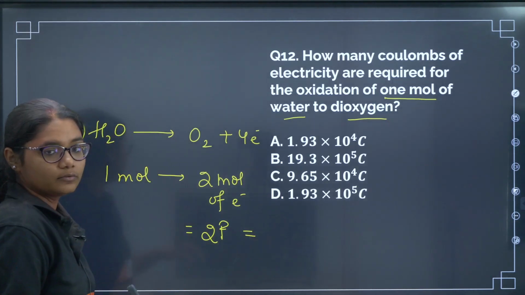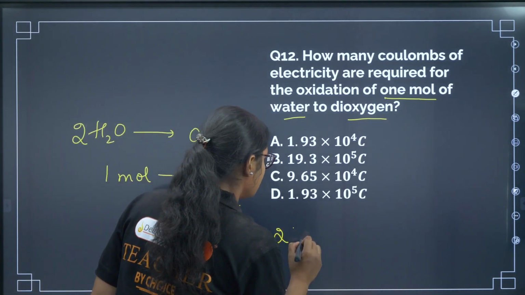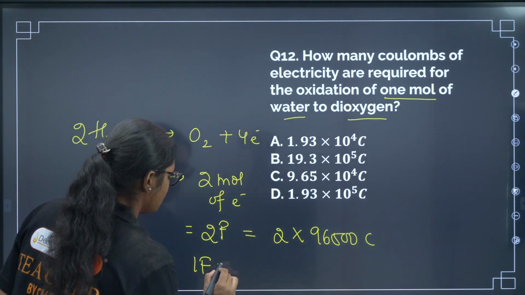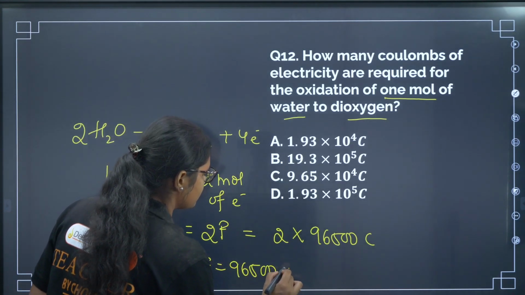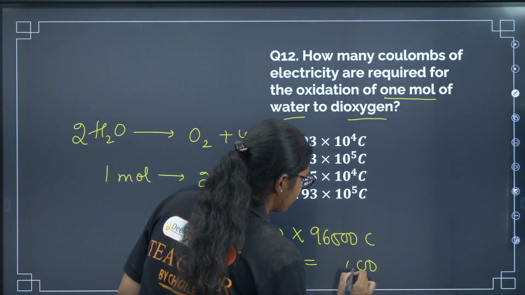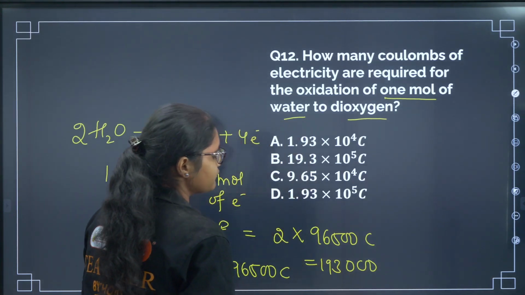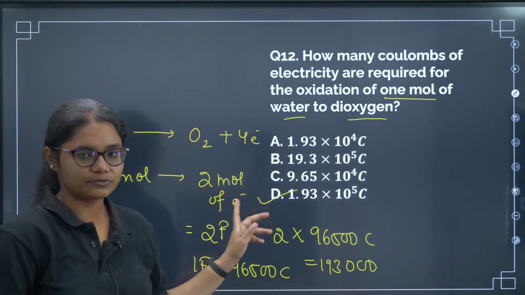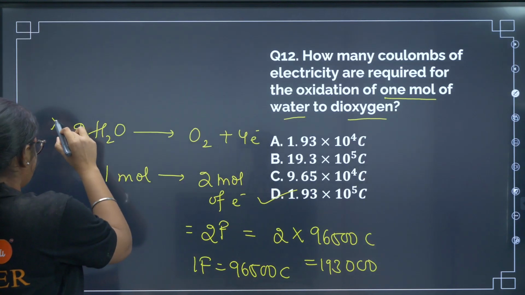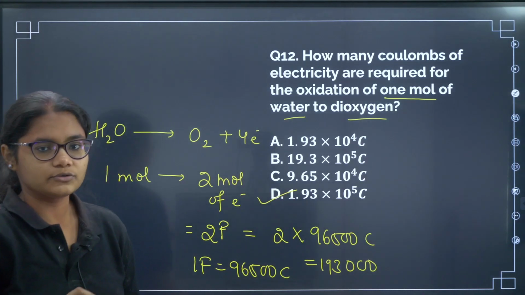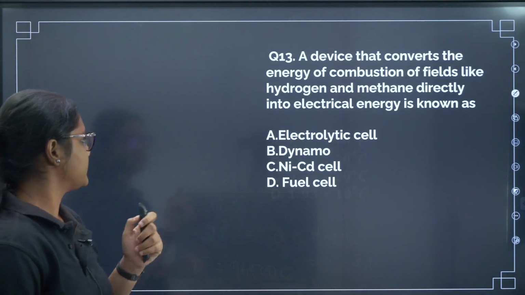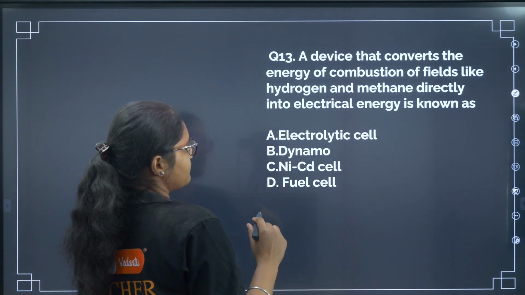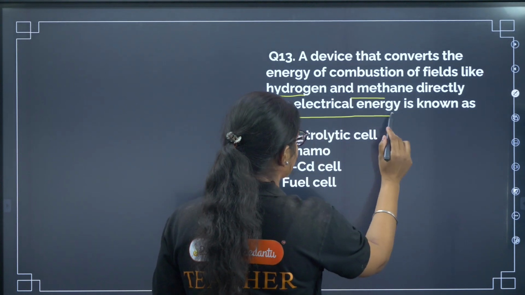If you convert it into coulombs, it is 2 into 96500 coulombs, because 1 Faraday is 96500 coulombs. So if you solve this, we'll get 1.93 into 10 to the power of 5. So the correct answer for this question will be option D. This reaction will be there in the fuel cell part also, so you have to see this reaction properly. Next. Okay, a very theory based question. A device that converts the energy of combustion of fuels like hydrogen and methane directly into electrical energy.